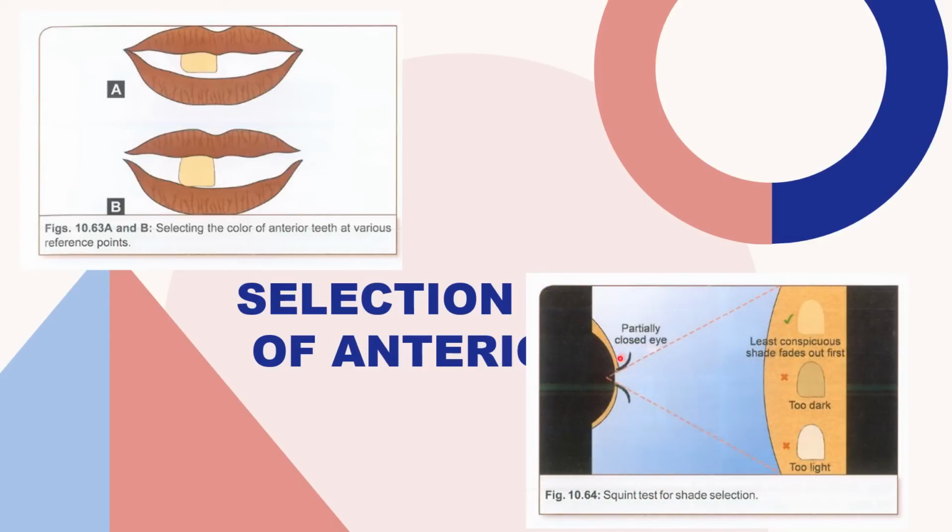This is known as the squint test for shade selection. It is used to check and compare the color of the teeth with the color of the face. The dentist should partially close his eyes to reduce light and compare artificial teeth of different shades with the color of the face. The color of the teeth that fades first from view is least conspicuous or contrasting to the color of the face. So this is the least conspicuous shade, it fades out first. This is too dark and this is too light. That is the squint test for shade selection.